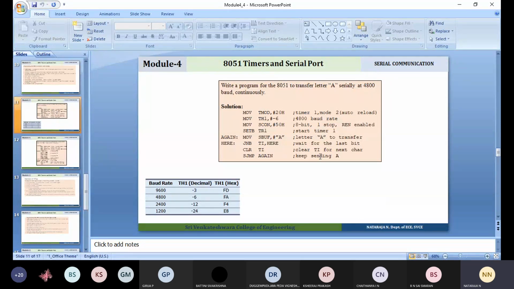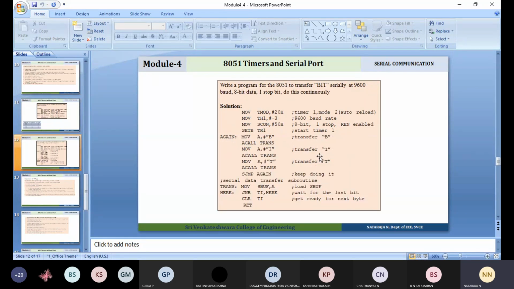Next, the second program. Write a program for the 8051 to transfer BIT serially at 9600 baud, 8-bit data, one stop bit. Do this continuously. Trace this program. 9600 indicates that it's a -3. Mode 1 programming, that is why 50 I have taken. Again, TMOD is equal to 20.